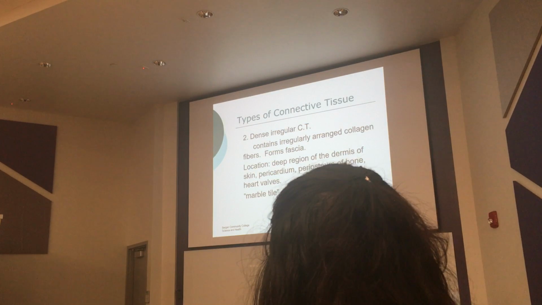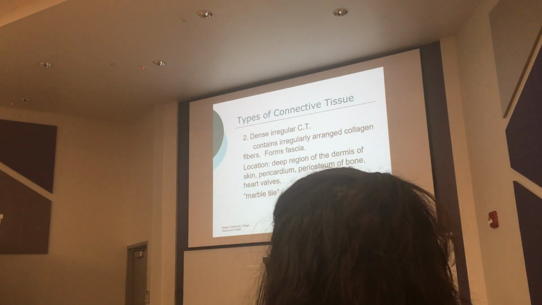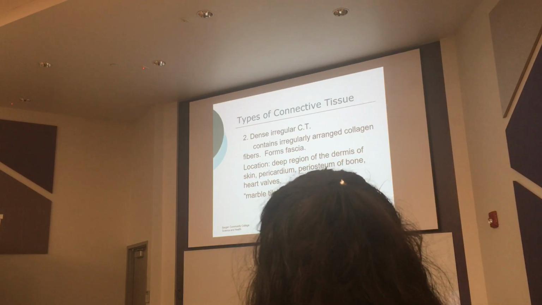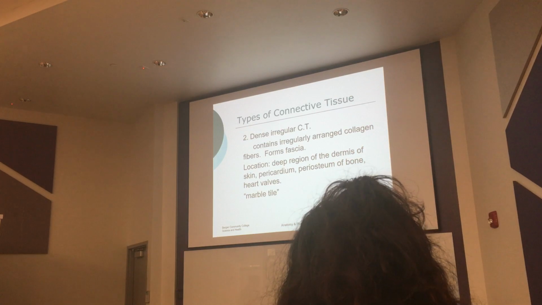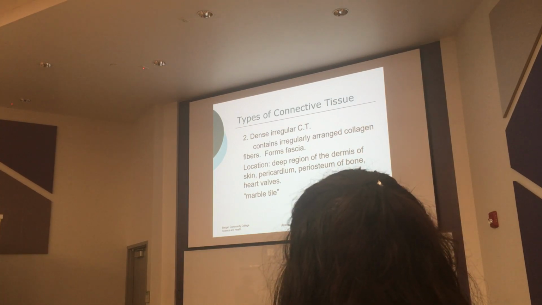Then we have dense irregular connective tissue. The best place to find this is the dermis of skin, the lower portion of the dermis of skin. The higher portion of the dermis you're going to see is more elastic connective tissue, and then the deeper it's going to be dense irregular. So the skin will stretch, but it won't tear. It's very hard to tear. So it's going to be the dermis of skin.